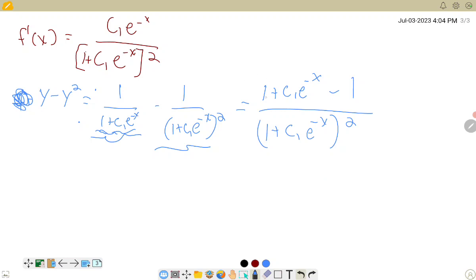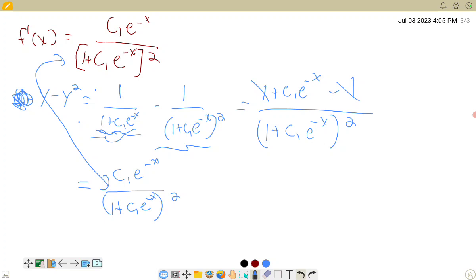And notice that the plus 1 here and the minus 1 here goes away, so if I finish writing this off, it's c1 e to the minus x over (1 plus c1 e to the minus x) all squared. And hey, that looks an awful lot like this. So, and this is indeed a solution.